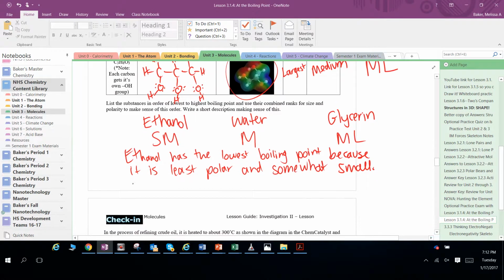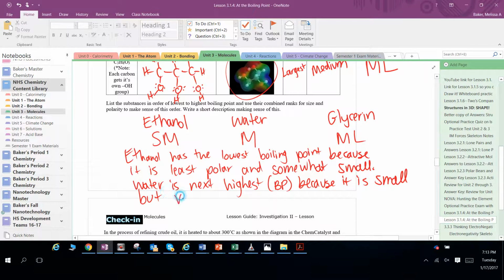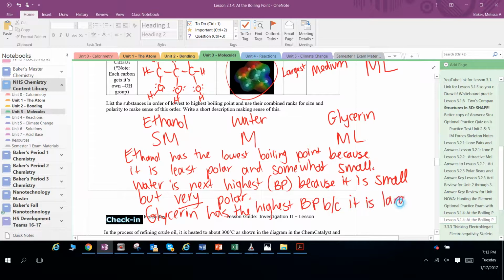And then we could expand and say water is next highest for the boiling point because it is small but very polar. And finally, the glycerin has the highest boiling point because it is large and fairly polar.